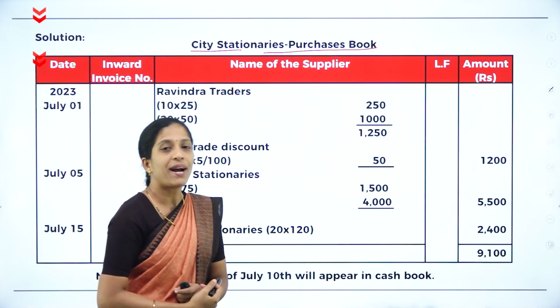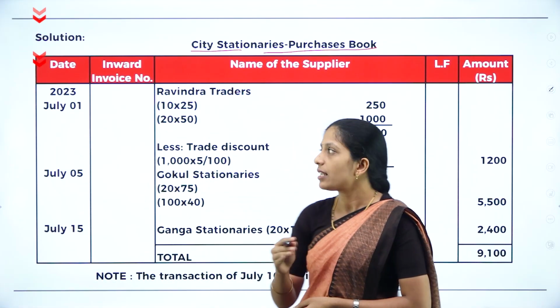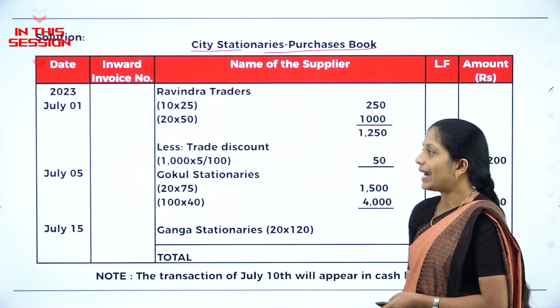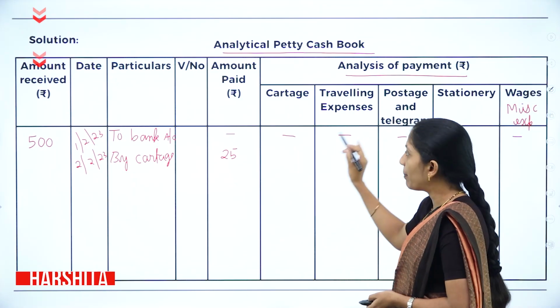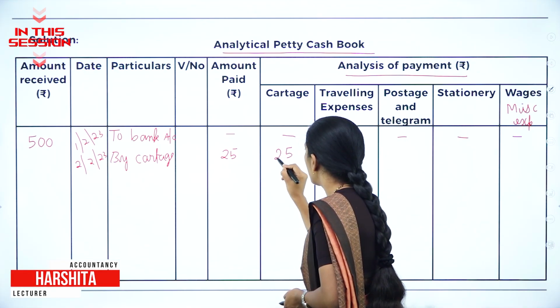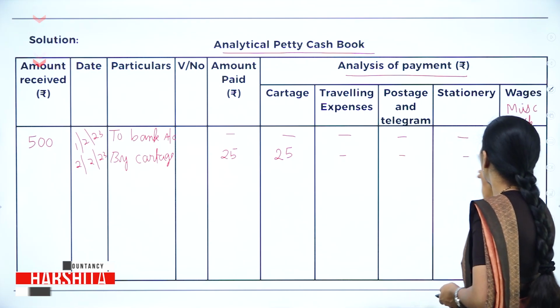What is the format of your purchases book? Date, inward invoice number, name of the supplier, ledger folio and amount. Under analysis of payment, where do we write this cartage? Under the cartage column. So 25. So these columns are dash.